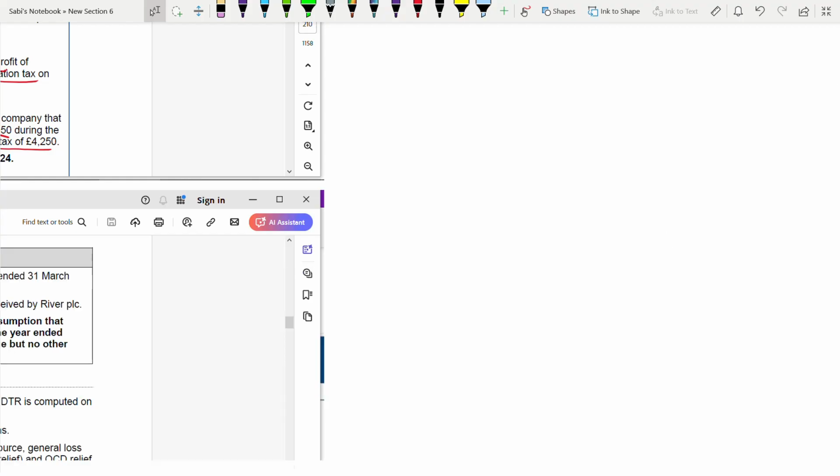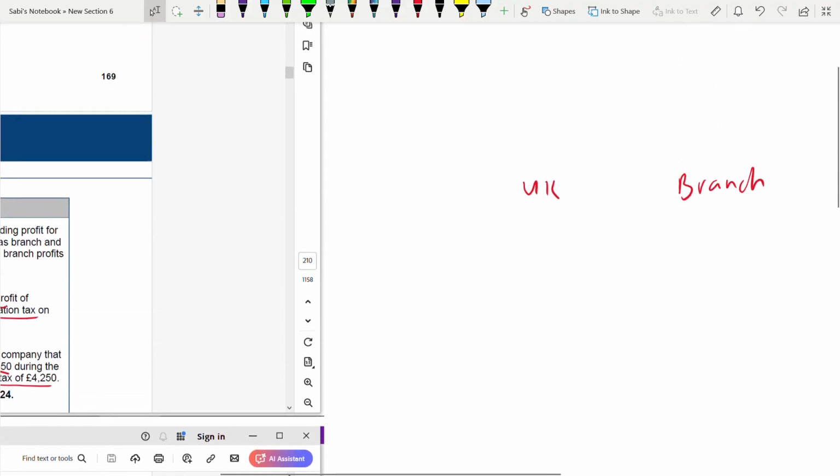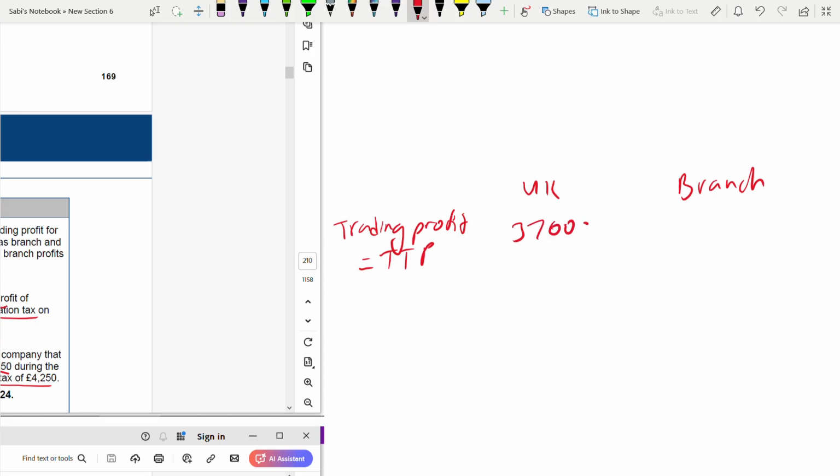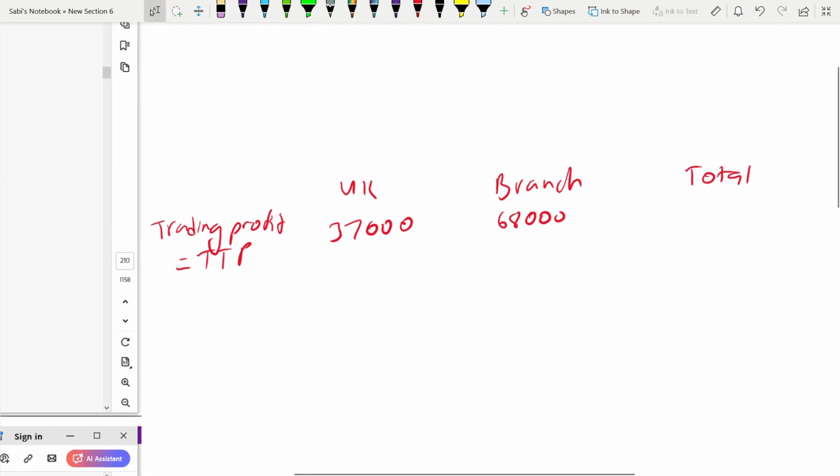So here this is the trading profit, and you only have one source of income. So in this question, your trading profit itself is your TTP, total taxable profit, because you don't have any other profit. So UK 37,000 and branch 68,000. Overseas subsidiary will not be taken because it is exempt from UK tax, and total 105,000.